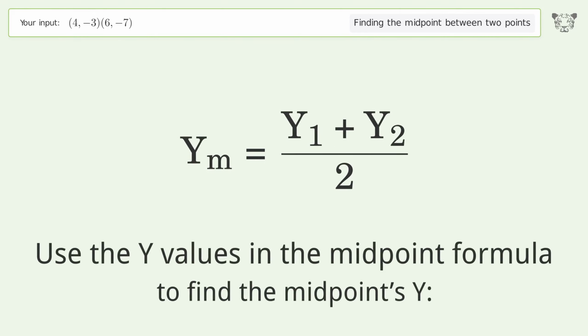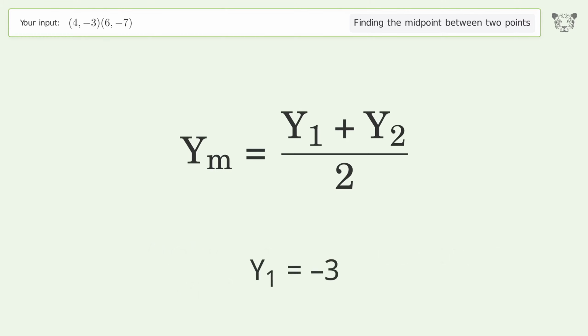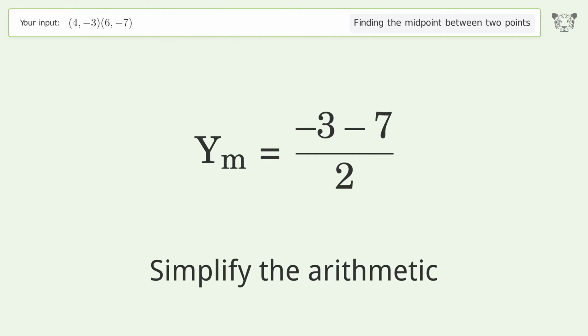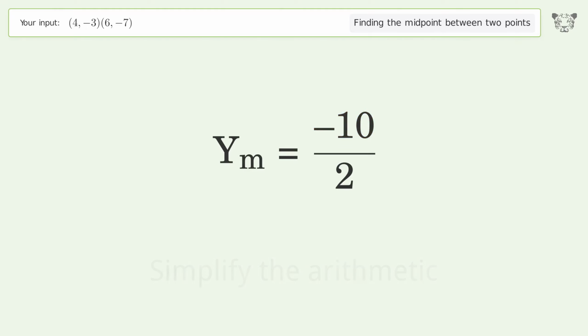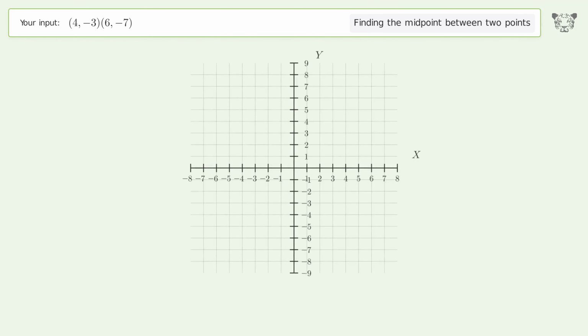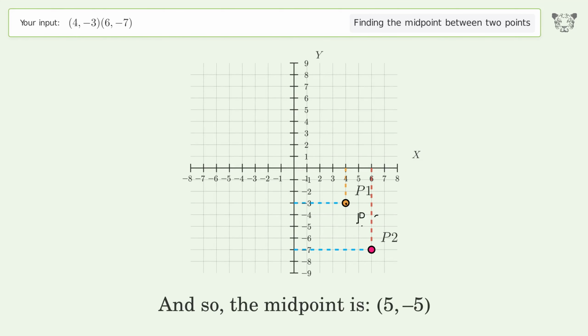Use the y values in the midpoint formula to find the midpoint's y. y1 equals -3. y2 equals -7. Simplify the arithmetic. And so, the midpoint is 5, -5.